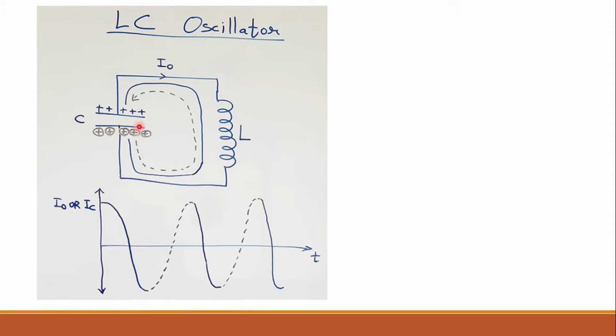I have omitted it. So when it is fully charged, the capacitor will start discharging and the direction of current flow will be like this, which will be given by IO or I output current, right? So the capacitor will start discharging in this particular direction and the current will flow like this.